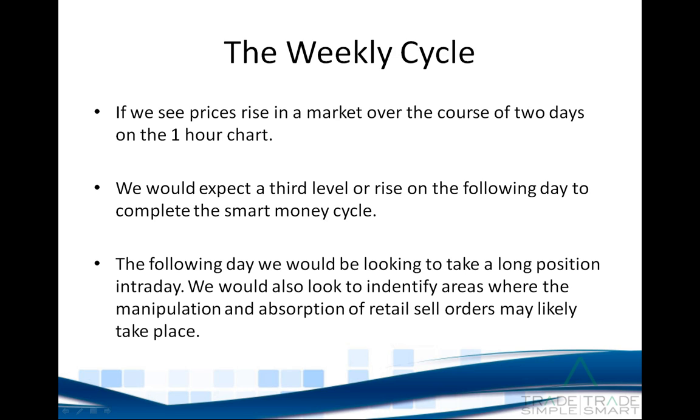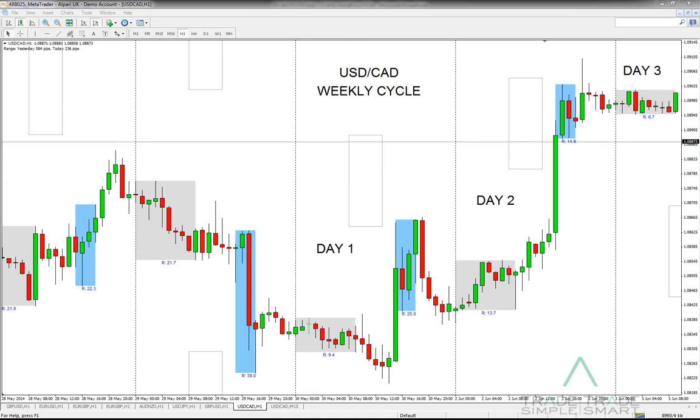Okay, so if we saw 2 levels of rise or fall, the following day we would be looking to take a long position intraday. We would also look to identify areas where the manipulation and absorption of retail sell orders may likely take place. So in this example, we're looking at the US dollar versus the Canadian dollar, and we're on the 60-minute chart looking at the weekly cycle.